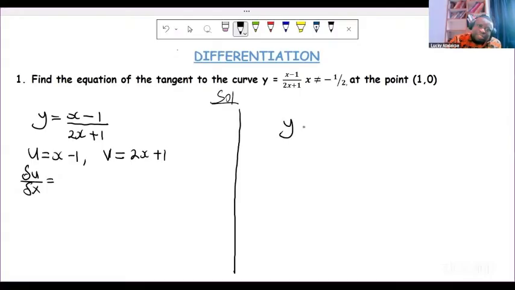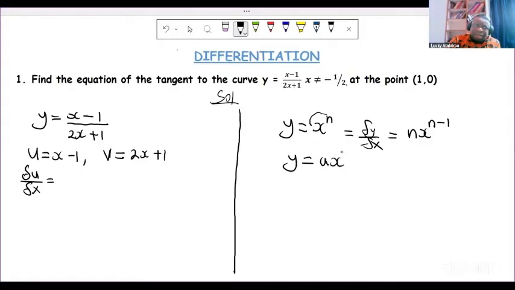Remember, to differentiate x to the power of n quickly, you take your n, the power, and multiply what you have here. So dy/dx gives you n times x to the power of n, then you subtract 1 from the power. That is how to do differentiation. If you have a coefficient, let's assume you have ax to the power of n, you take the n and multiply, so this becomes n times ax to the power of n minus 1. Good. So we'll apply that here.